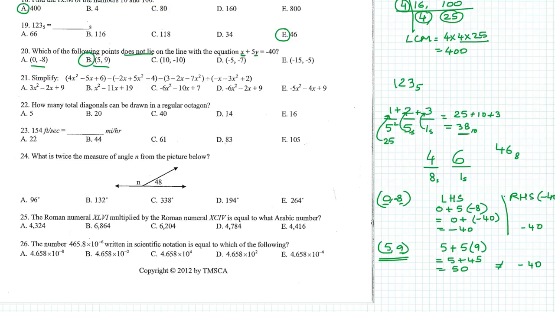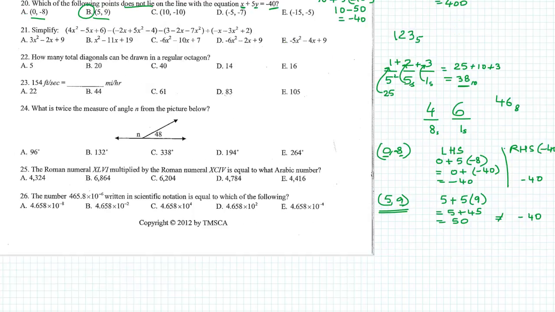And if you want to be confident, you can check one more. So let's check choice C, which is 10, minus 10. Clearly when you plug 10 in place of x, you get 10. And then 5 times, in place of y, we plug minus 10. So on the left hand side we get 10 minus 50, which is equal to minus 40, which is the same as the right hand side. So clearly point C is on this line. And similarly you can test choice D and choice E. You will find that both of these points lie on this line. So the answer is B.